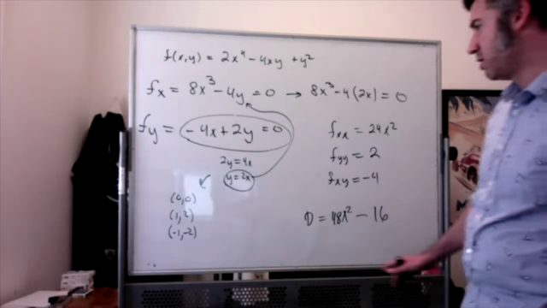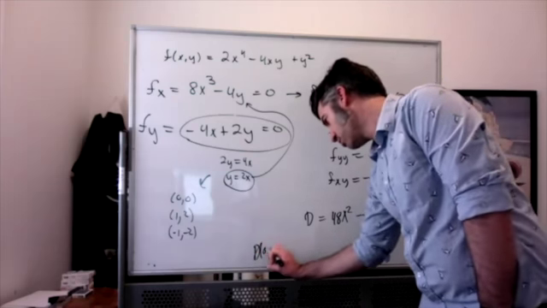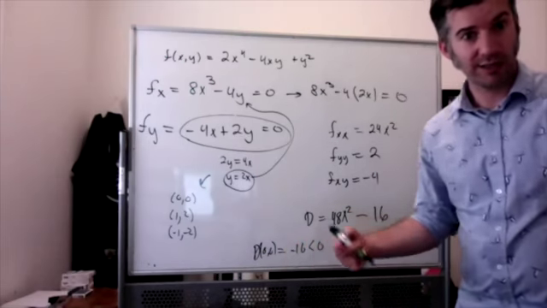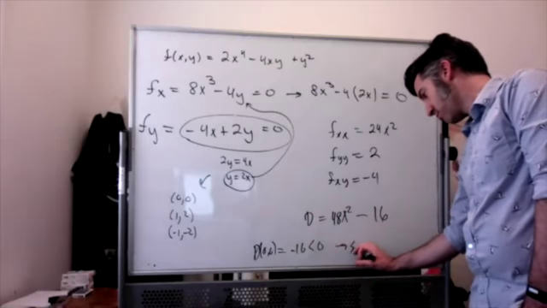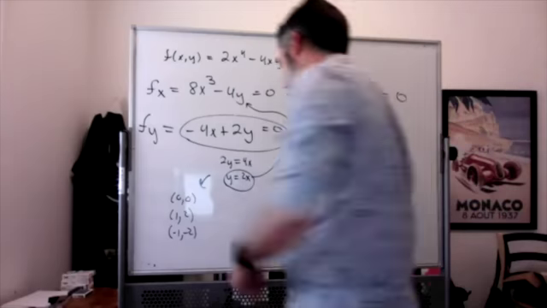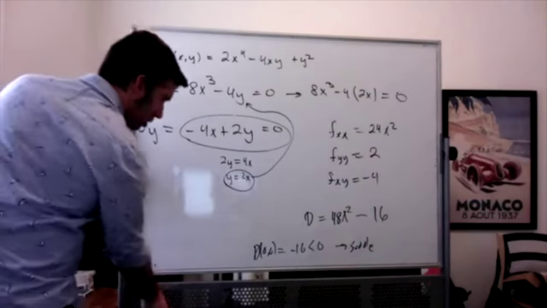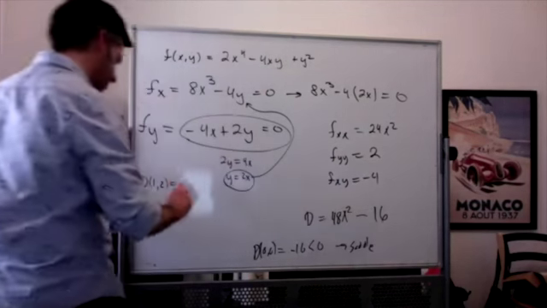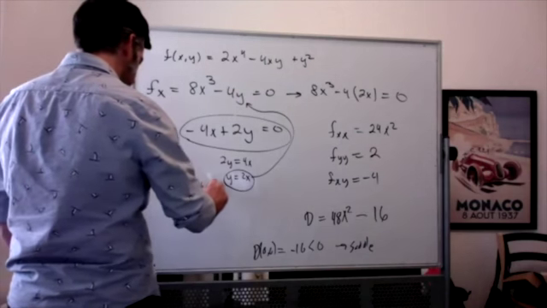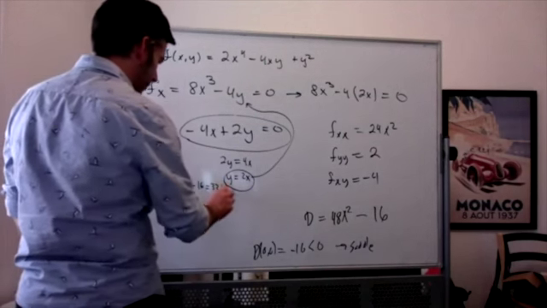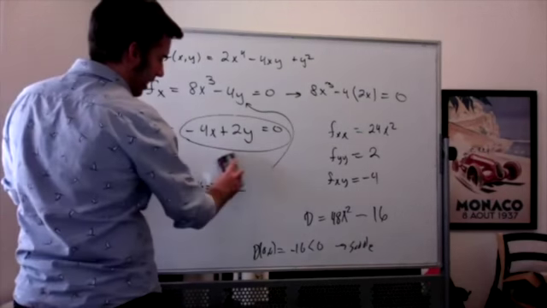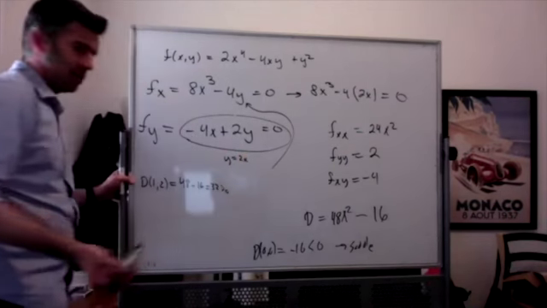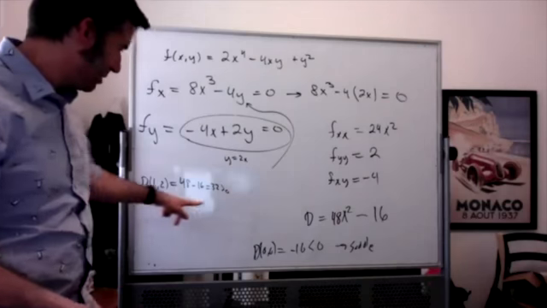Okay, this is very easy to calculate. So let's see what we've got here. At 0, 0, we're going to get negative 16, which means we have a saddle point. At 1, 2, we're going to get 48 minus 16, which is positive 32. And since it's positive, so again, it's really kind of easy to get a little bit not careful with this particular quantity here.